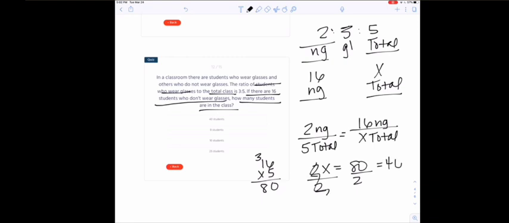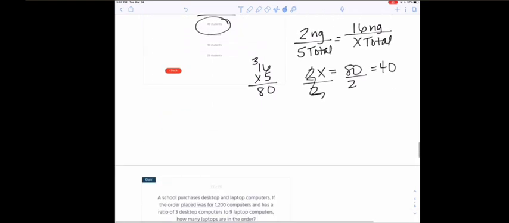80 divided by 2 is 40, so there are 40 students in the class. Okay, I hope you got that. I'm moving on to number 13.